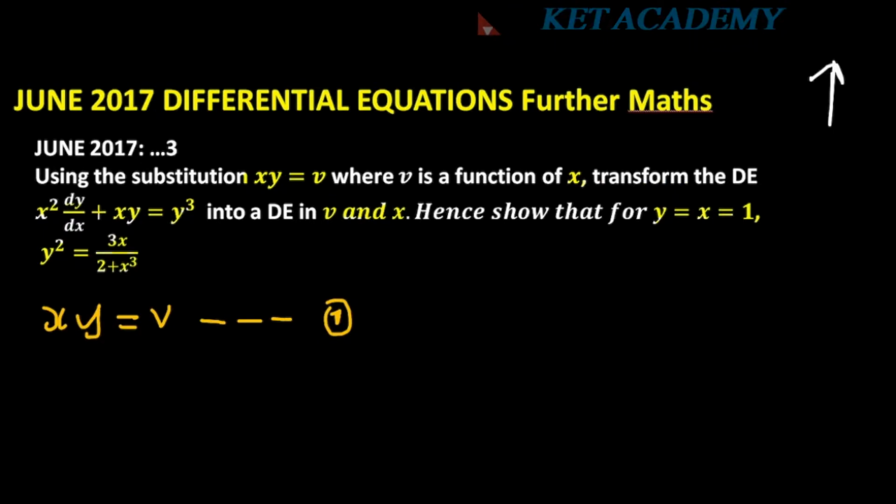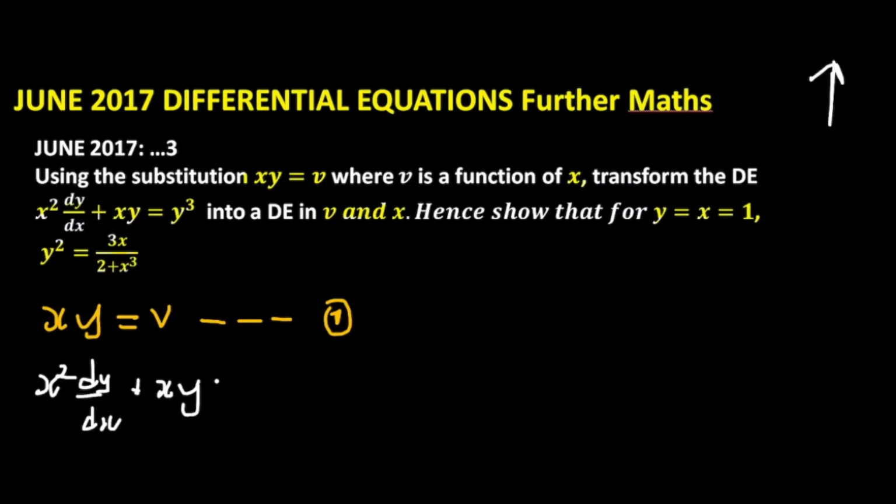We have been given our differential equation: x squared dy/dx plus xy equals y cubed. This is our differential equation, and we're going to call it equation star. Then into a differential equation in v and x, so that is the first thing we need to do. We need to transform this differential equation into a differential equation in terms of v and x only, and hence show that for y equals 1 when x equals 1, y squared is 3x all over 2 plus x cubed.